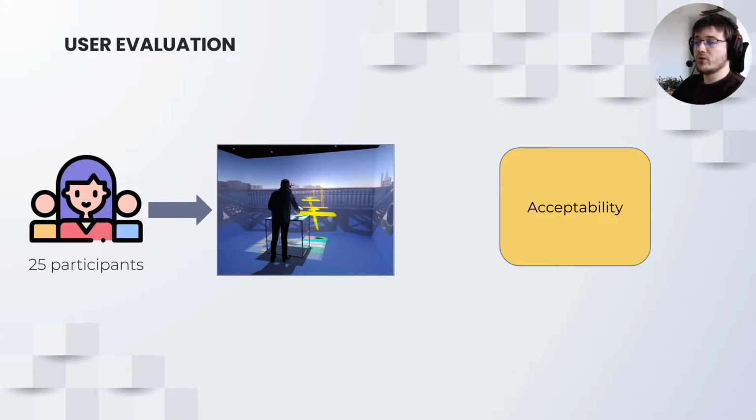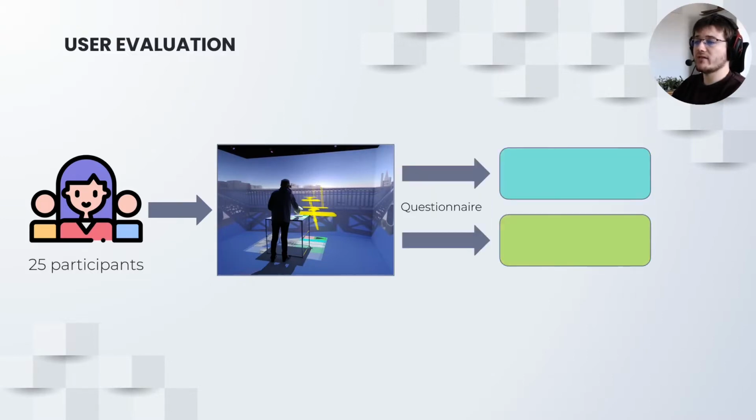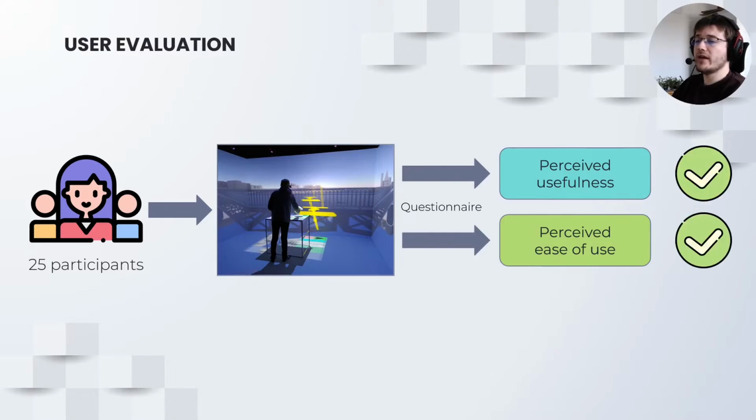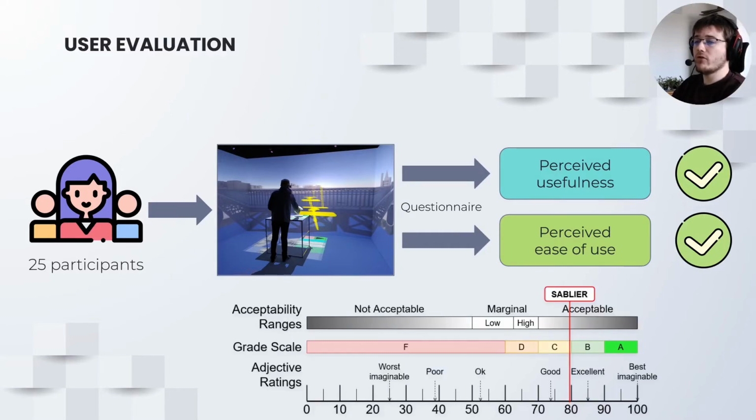We let the participants use the system without any time constraints and ask them to fill a questionnaire consisting of 2 parts assessing the perceived usefulness and perceived ease of use of our interface. Results show that the participants largely considered our proposition to be useful and easy to use. Moreover, SABLIER is rated as good on the system usability scale.